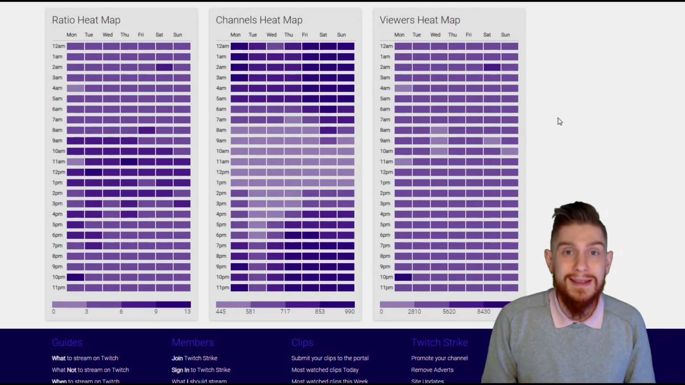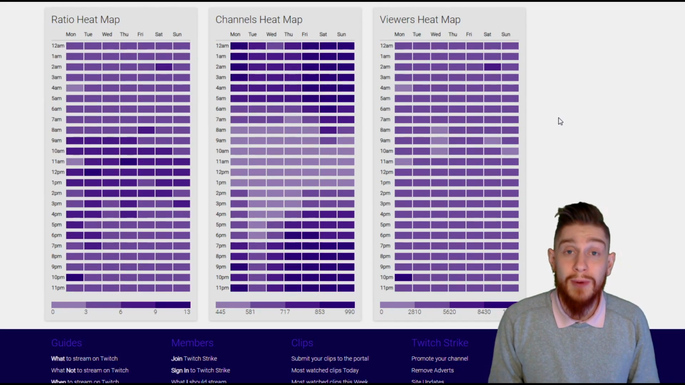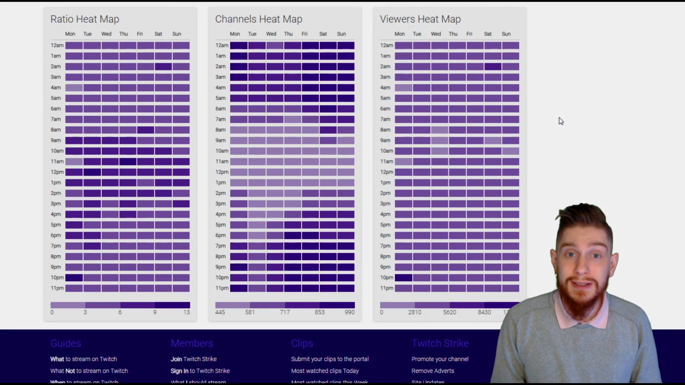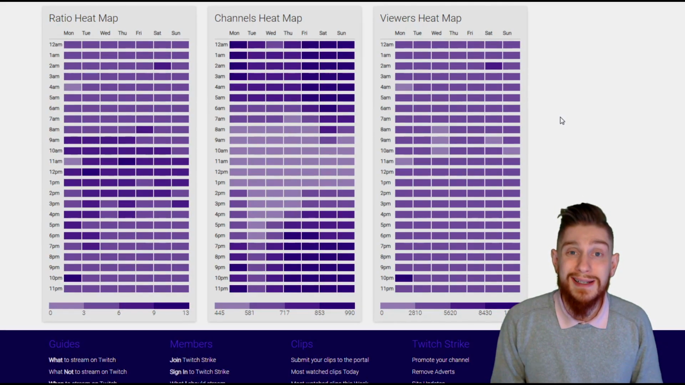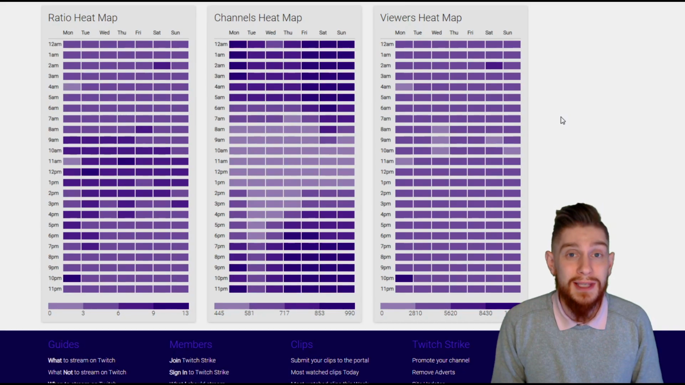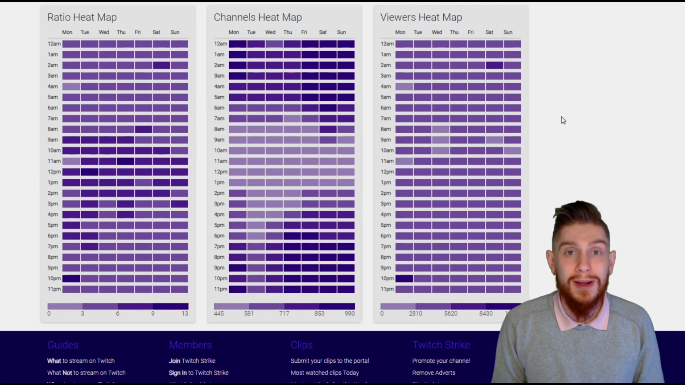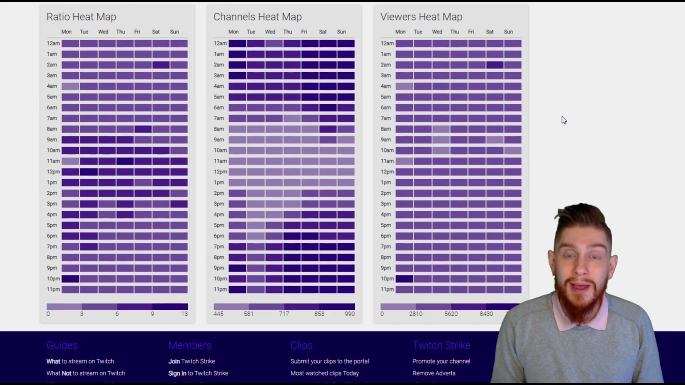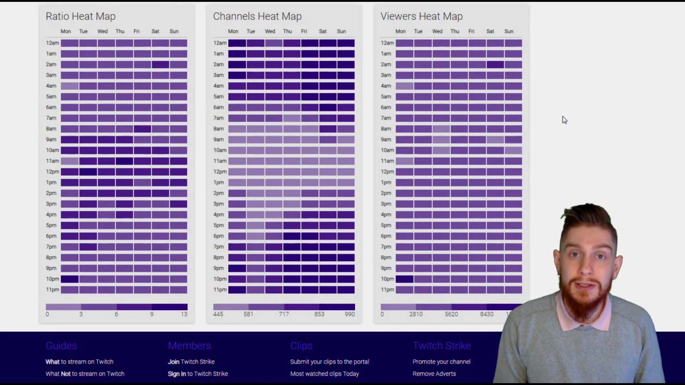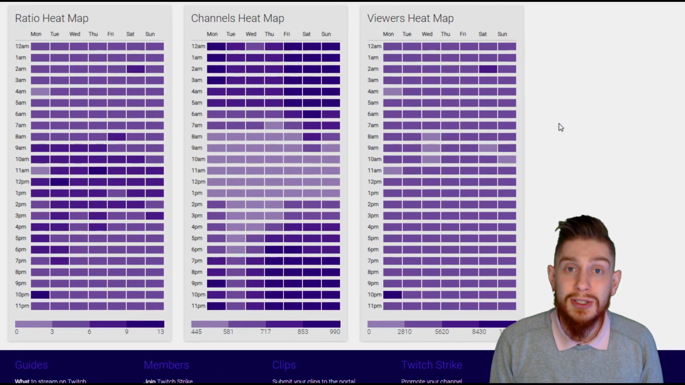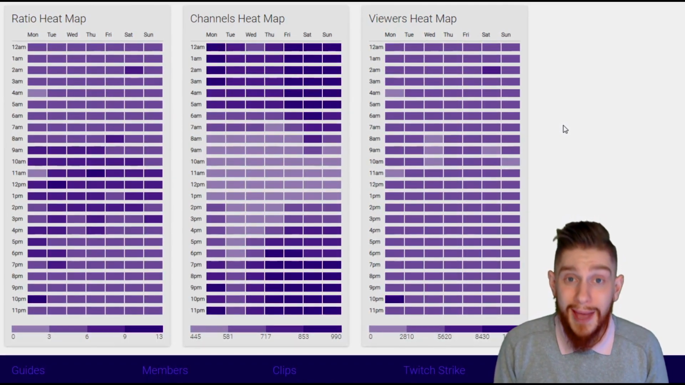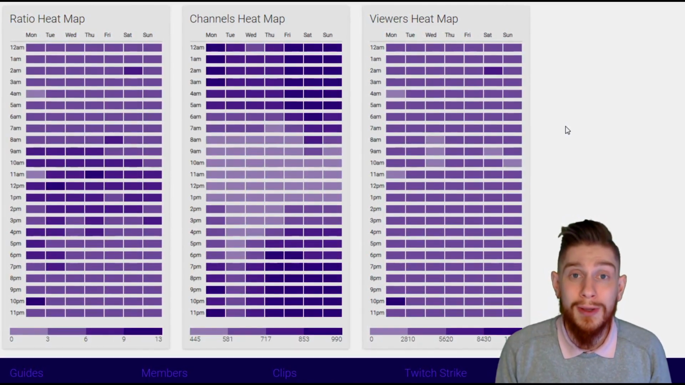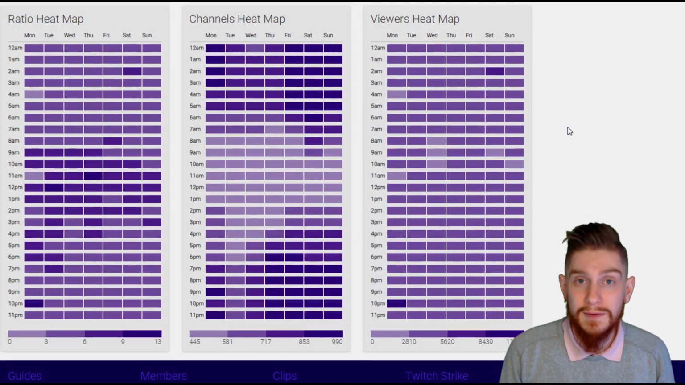So there are 3 things now that we can look at. The first is the radio heat map, the second is the channels heat map, and the third is the viewers heat map. What this is going to do is look at different averages and different times based on your time zone of when it might be best for you to stream the game based on the type of viewership you're trying to get in. So if you plan on streaming every day at 5 p.m., that could be good, that could be bad based on the game if you want to look at just numbers by themselves.